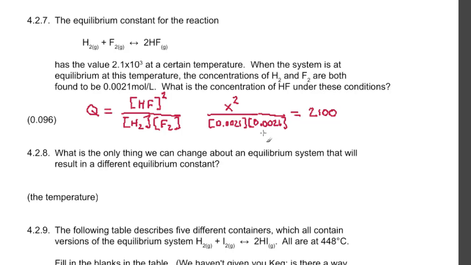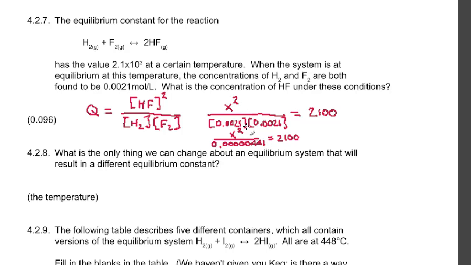And now we must solve for x. We could shortcut this, taking advantage of the fact that these two numbers are equal, but they won't always be equal, so I'm going to ignore a certain shortcut that you've probably noticed. I'll just inefficiently multiply those two numbers together, and we get x squared divided by 0.00000441 equals 2100. Now, pretend you're in math class. How do you solve this?